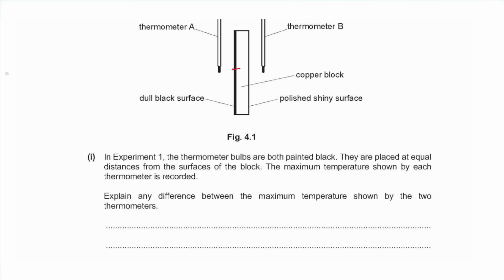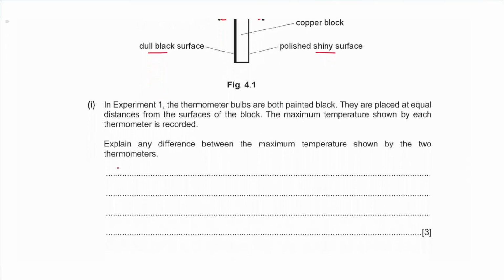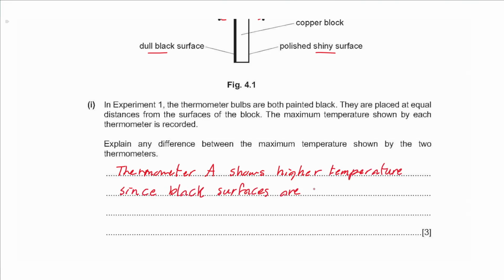So heat radiation is given to the thermometers from the block because the block itself is the hot object. So we are talking about emission of heat radiation to the thermometers, but one surface was dull black and the other surface was shiny. Explain any difference between the maximum temperature shown by the two thermometers. So the one next to the black side will show a higher temperature because black is a better emitter of infrared radiation. So this is the answer.